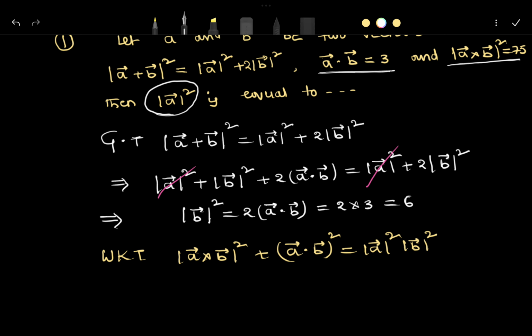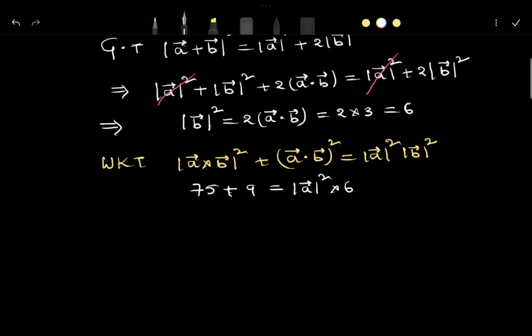So this value will be 75 plus, a dot b is equal to 3, 3 square is 9, equal to modulus of a bar whole square into modulus of b bar whole square, which is 6. Simplifying, 84 is equal to 6 into modulus of a bar whole square. Dividing by 6, modulus of a bar whole square is equal to 84 by 6.